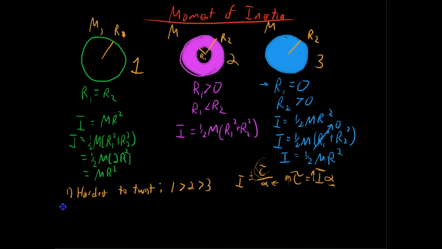Let's ask a different question. Hardest to stop turning. So let's say it's already twisting. And there's two ways that this could go.